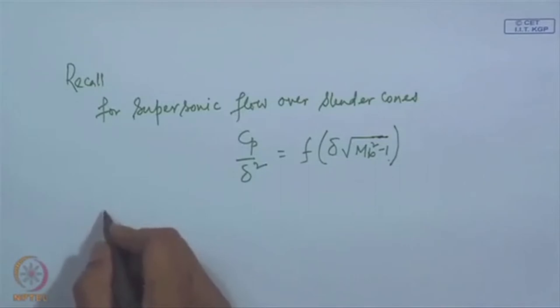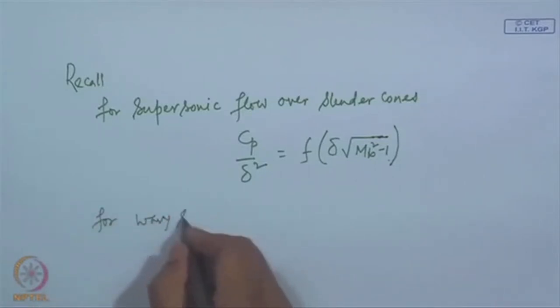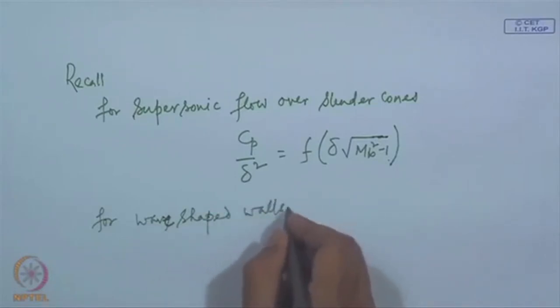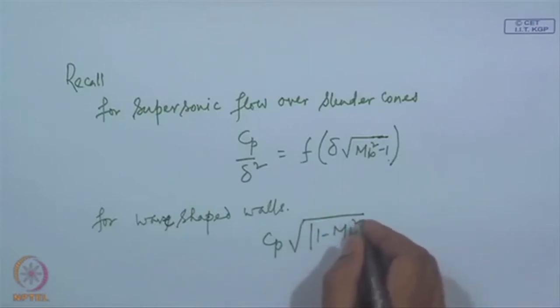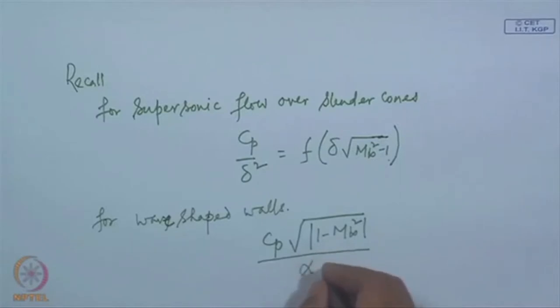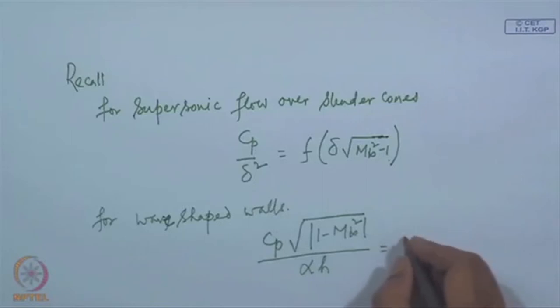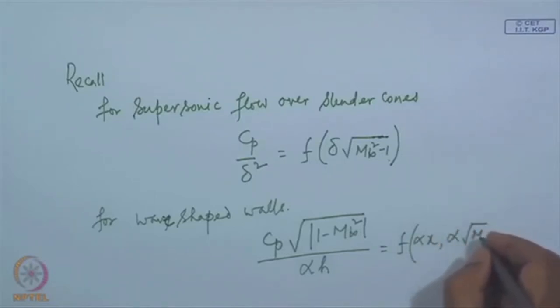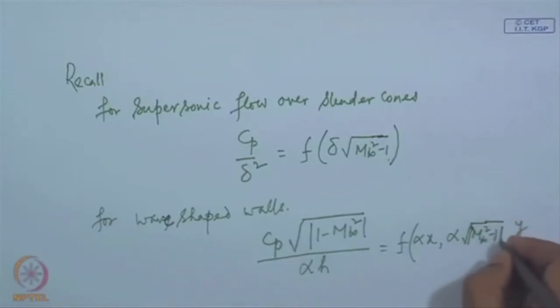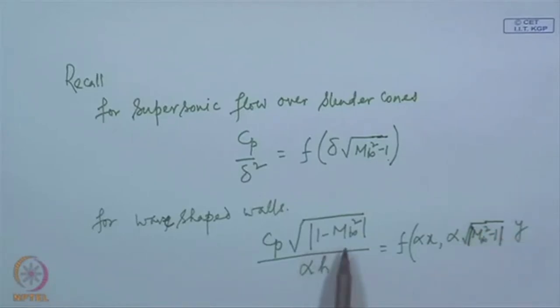Similarly, for wavy shaped wall, we had Cp, and if we combine both subsonic and supersonic flow by this, where alpha h, however, if we recall that h was the amplitude of the wave and alpha was the wave number, becomes a function of alpha x, alpha root over M infinity, we are taking this modulus sign, so that this applies for both subsonic and supersonic flow combined.